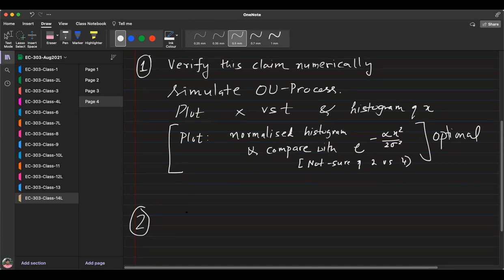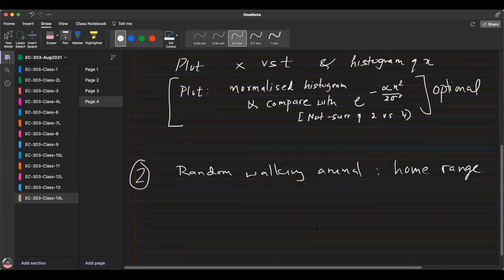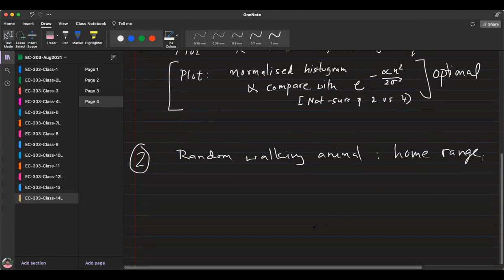The second part is the following. Now you remember I had asked you one assignment question in the first round, which is a random walking animal with a home range. Home range basically means that animals have some territory and they typically do not go beyond it. And I had asked you to come up with some model for this. Now let me ask you the following question: can this be a model for home range?